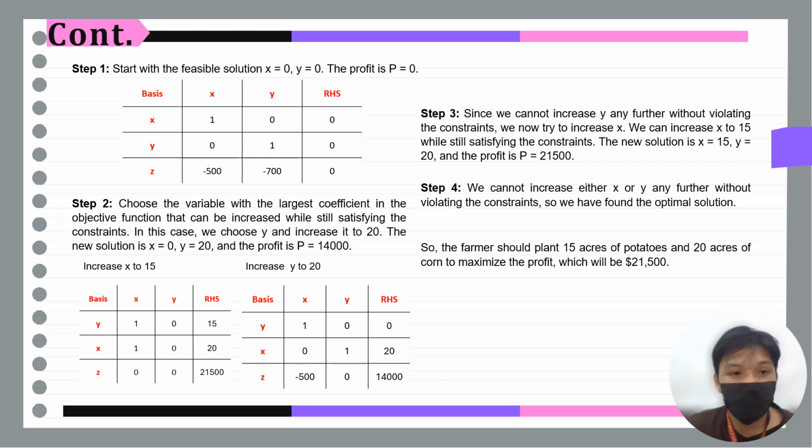So our step 1 is to start with the feasible solution, which is x equal to 0 while y is equal to 0. The profit P is equal to 0 also. As you can see here, all here is 0, and our profit is in the bottom here.